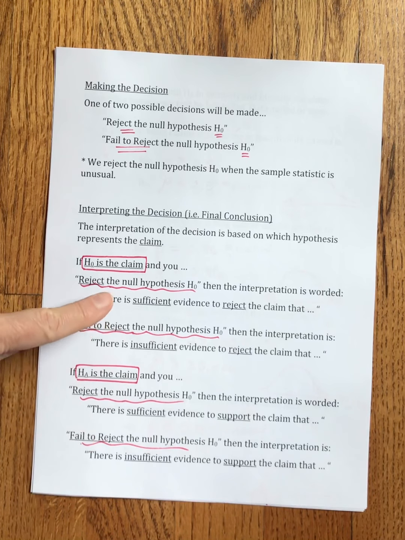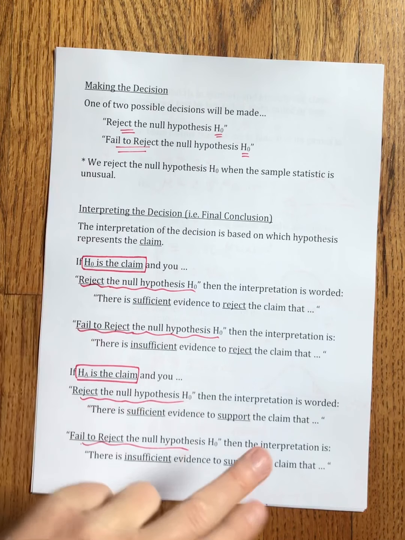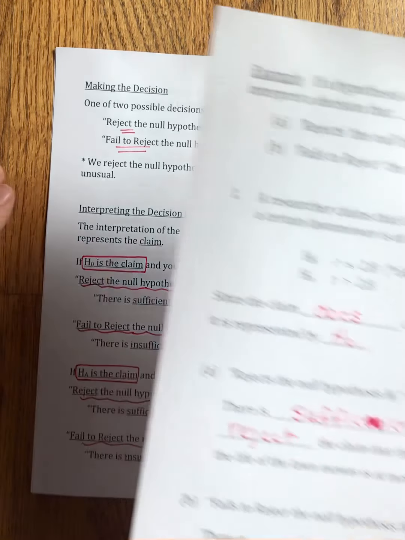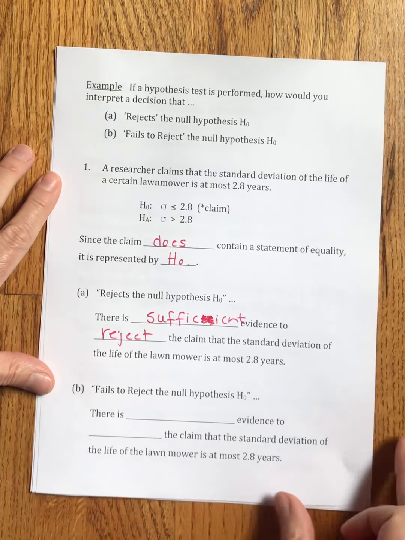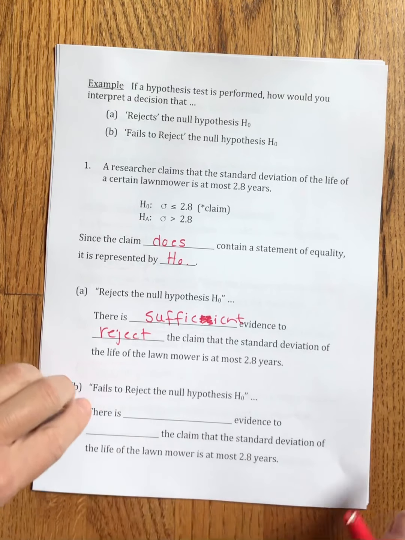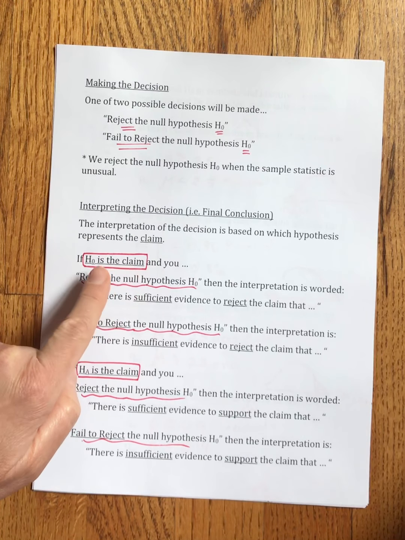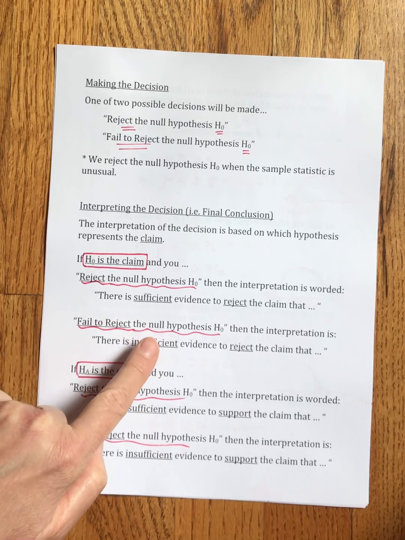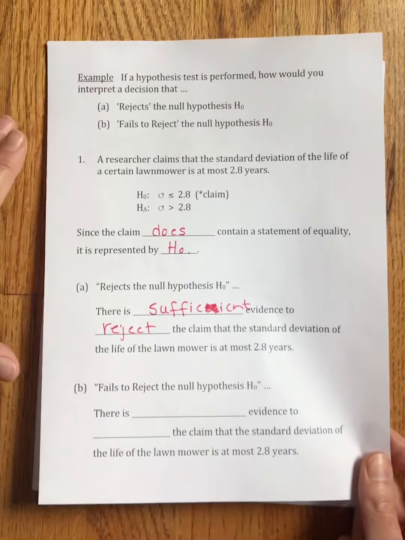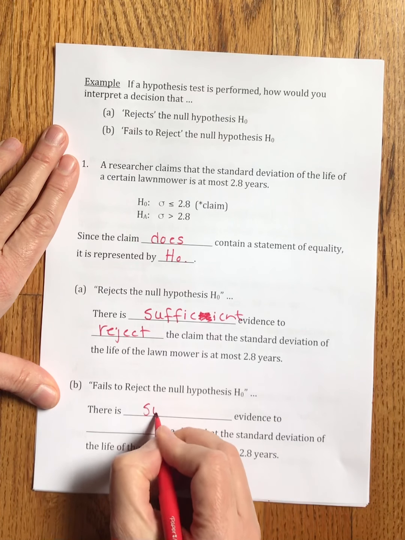In these initial statements, notice the only word that changes is sufficient versus insufficient, or reject versus support. So there's a couple of blanks on this page here, but the general structures are often the same. So let's see, what if we fail to reject? That goes back to here, because the null is still the claim, but now we fail to reject. So now we're thinking there is insufficient evidence to reject the claim that the standard deviation is at most 2.8 years.